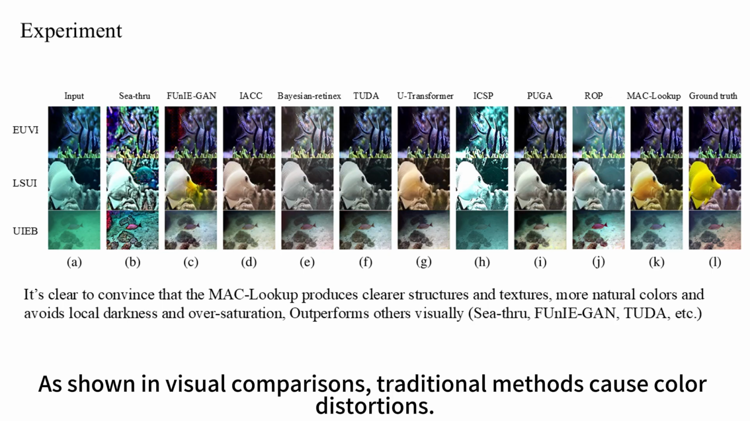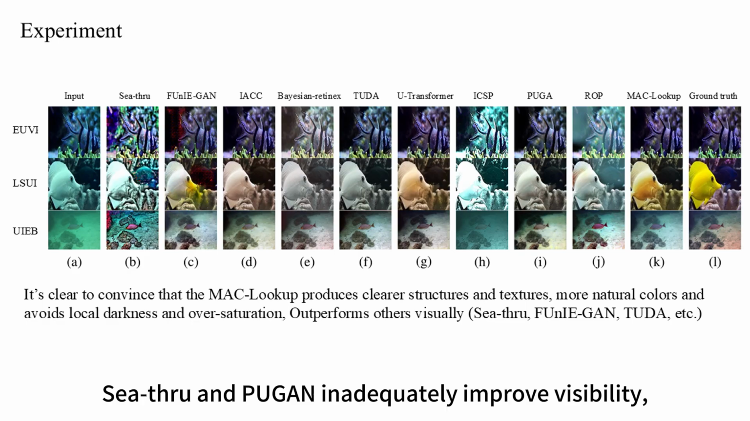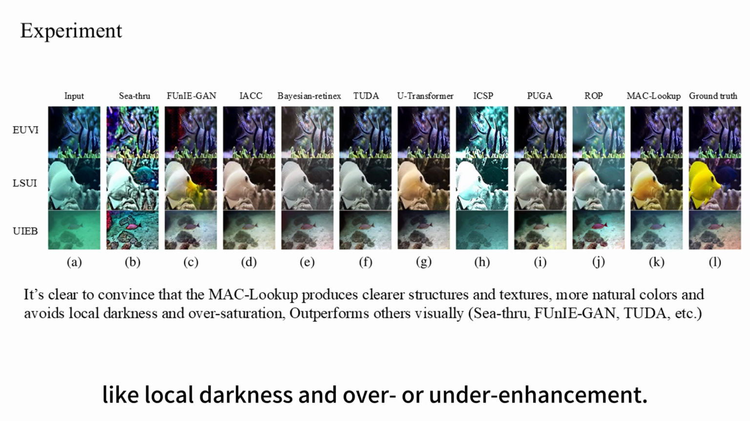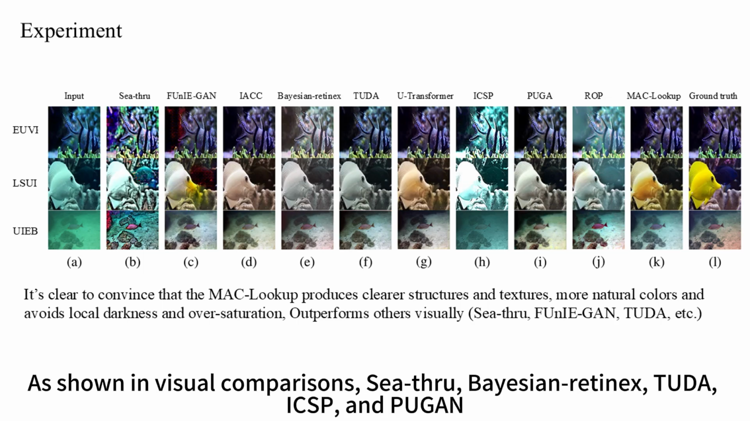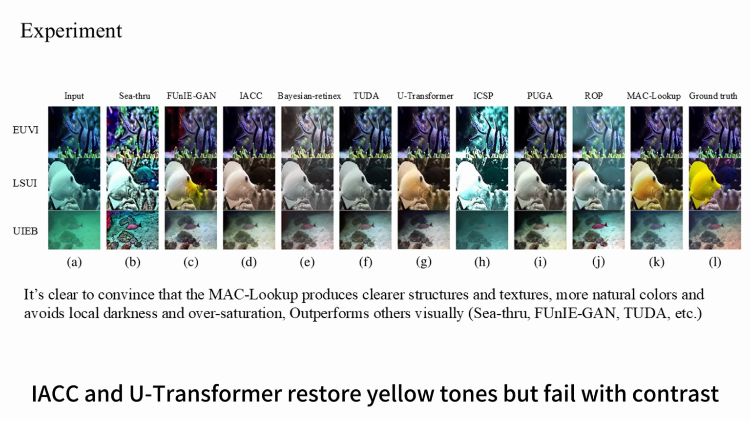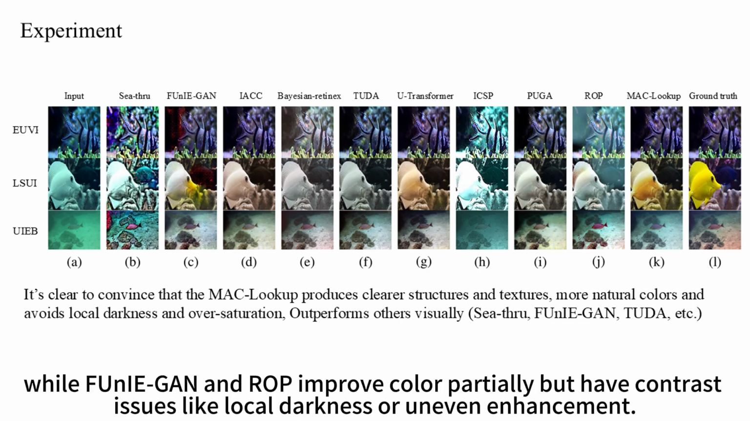As shown in visual comparisons, traditional methods cause color distortions. See-through and PUGAN inadequately improve visibility, while FNIEGAN, IACC, and U-transformer fail to enhance contrast and face issues like local darkness and over or under enhancement. As shown in visual comparisons, see-through, Bayesian Retinex, TUDA, ICSP, and PUGAN struggle with color restoration, making yellow areas appear gray. IACC and U-transformer restore yellow tones but fail with contrast, while FNIEGAN and ROP improve color partially but have contrast issues like local darkness or uneven enhancement.